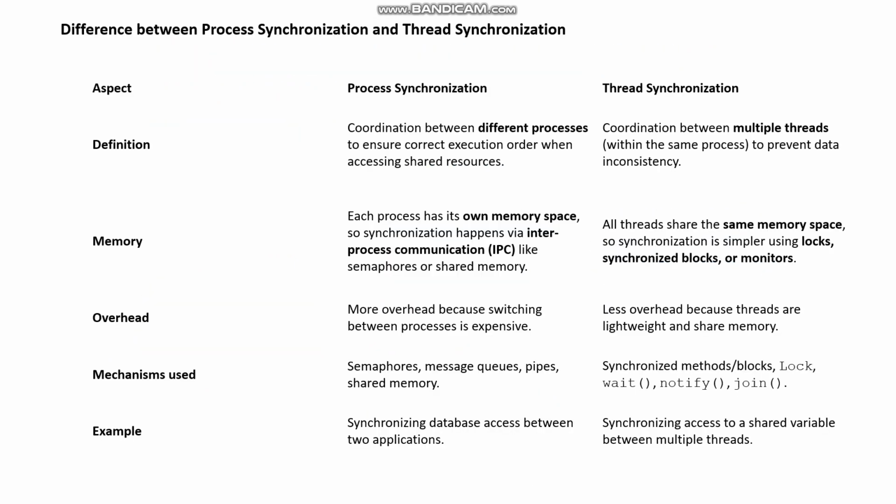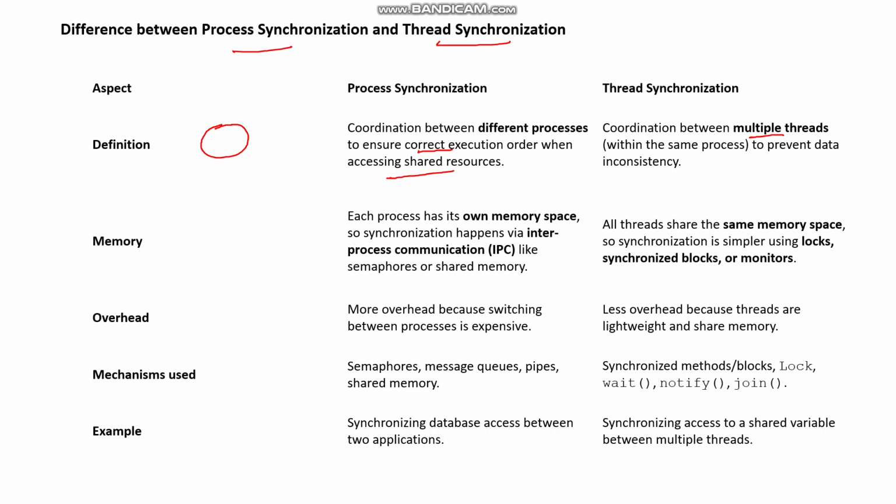thread synchronization. Then what is the difference between process synchronization and thread synchronization? Okay. Coming to the definition point of view: coordination between the different processes to ensure the correct execution order when accessing the shared resource. From the process synchronization point of view, different processes are using the single resource here. But from the thread synchronization point of view, it is providing coordination between the multiple threads that are there. Okay.